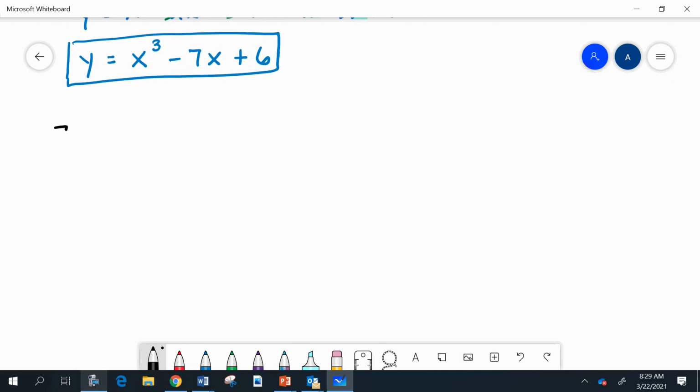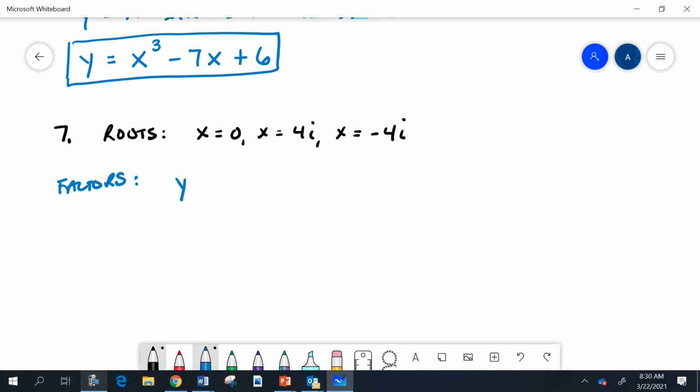Okay, so suppose we have the roots are going to be x equals 0, x equals 4i, and x equals -4i. Okay, because as we learned, complex roots always occur in plus or minus pairs. So what we're going to do is write these roots as factors.